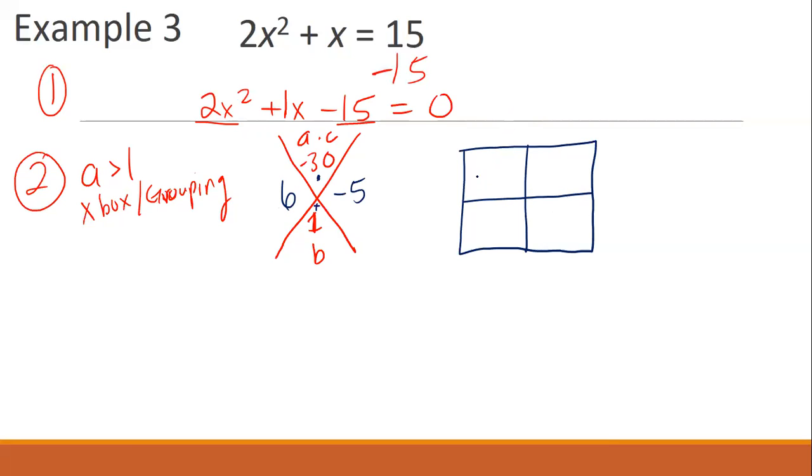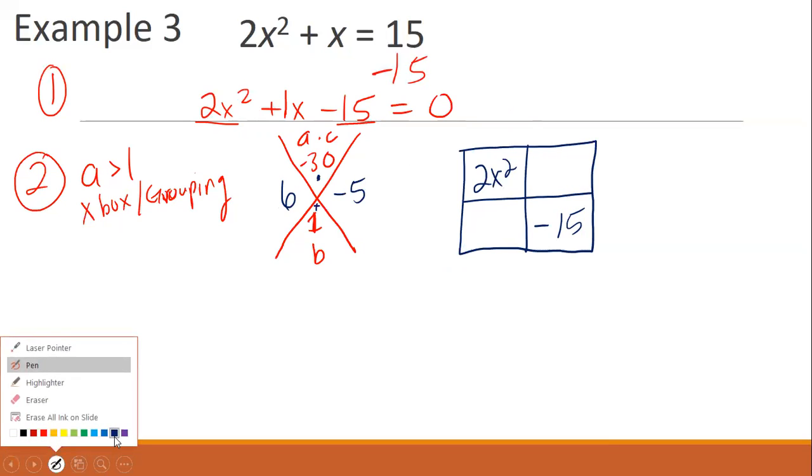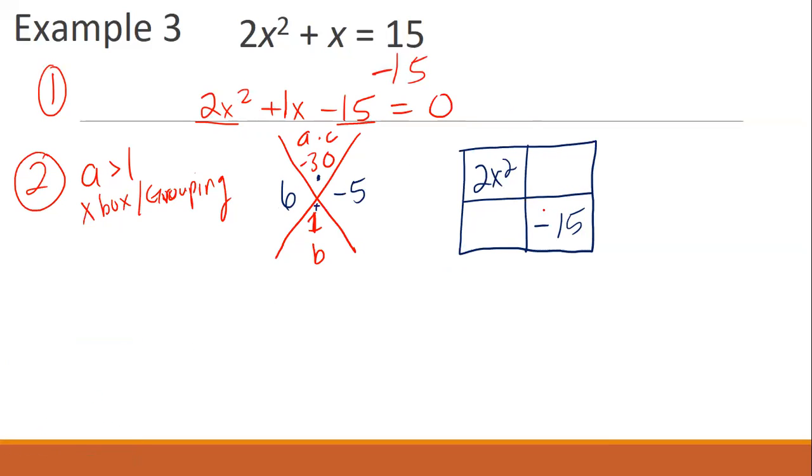All right, so first box is always your first term. What is our first term? 2x squared. Last box is always your last term. What is our last term? Negative 15. 0 is what we're equal to. Okay. The middle of your box are the numbers that made your x work, and it doesn't matter where you put them. So that would be 6x and negative 5x.